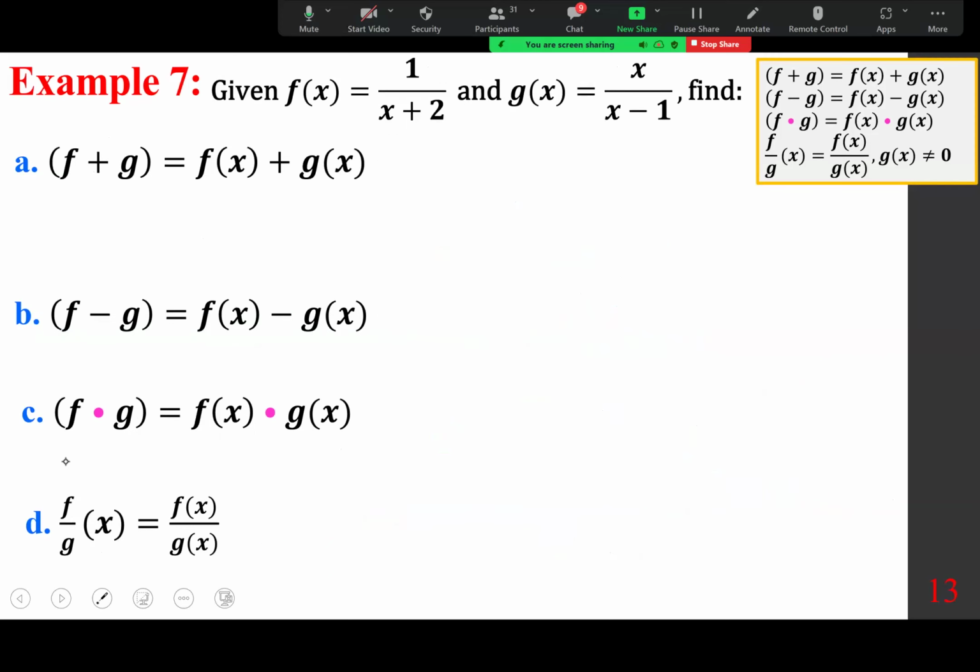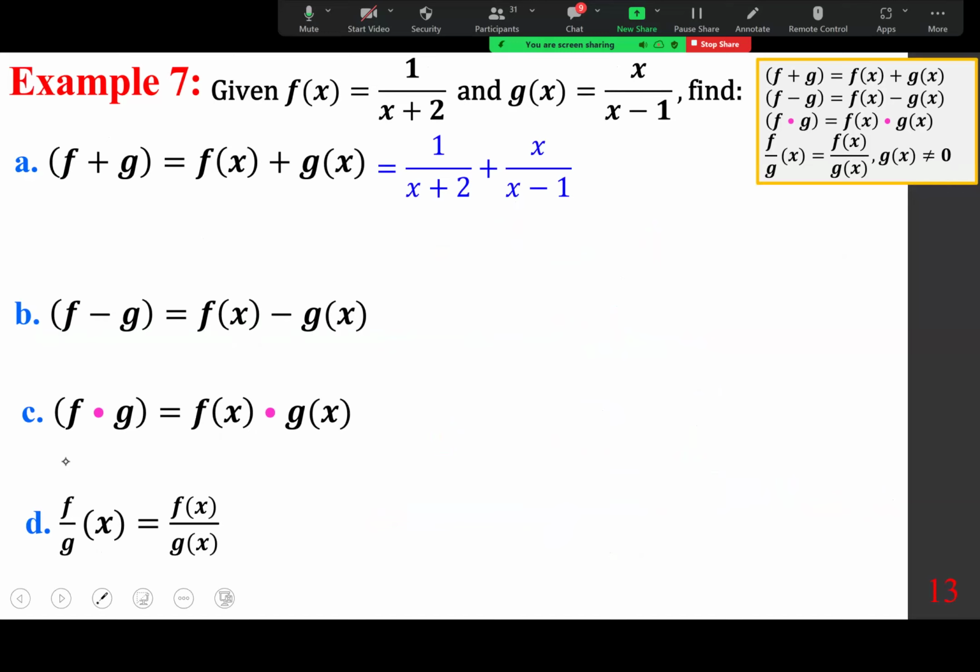We continue with the algebra of functions. f of x is 1 over x plus 2. g of x is x over x minus 1. And we want to find f plus g. So add them up. In order to add rational functions, or for that matter, fractions, you need to find the LCD. There is nothing in common between x plus 2 and x minus 1.